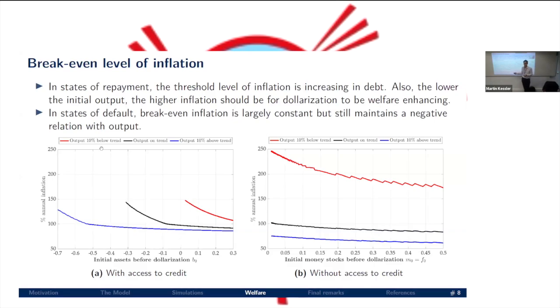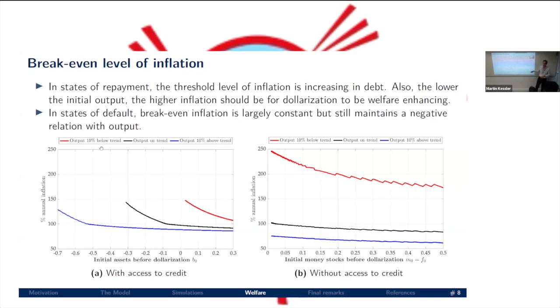This is with access to credit markets. With access to credit markets, the economy can issue debt to finance the dollarization process, okay? And we see the numbers. What happens if an economy is in default and you issue debt to finance the dollarization process? Well, the picture becomes a bit worse in the sense that if output is low, then the inflation rate would need to be around 250% a year permanently, which is, again, pretty high.